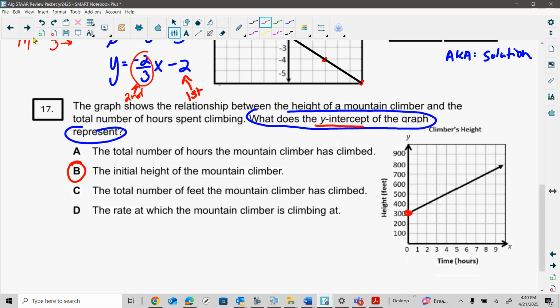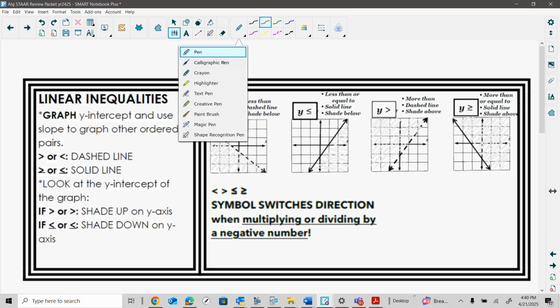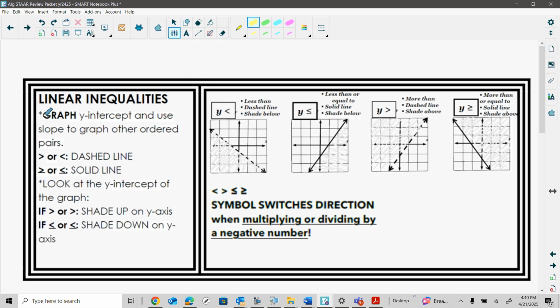All right, so then from rate of change, we're going to ask you to graph and analyze linear inequalities. So when graphing, we still want to graph the y-intercept and use the slope to graph other ordered pairs. You still want to do that. A couple things you have to remember. When is it dashed versus when is it solid? Talking about the inequalities. Also, make sure you know what each inequality means.